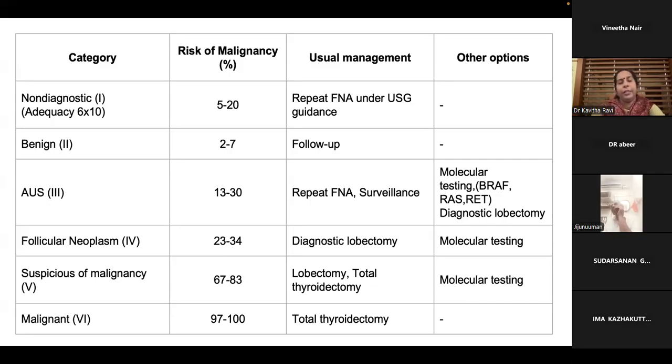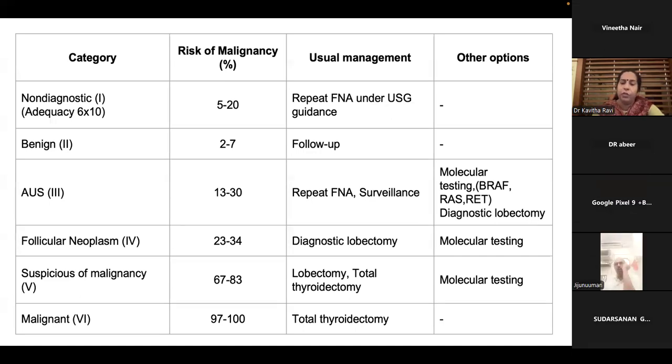But when you get a category 2, that is benign, still there is a 2 to 7% risk of malignancy. And so these patients should always be kept under follow-up. Then atypia of undetermined significance, that is category 3, is 13 to 30.